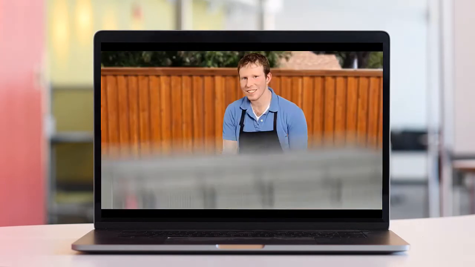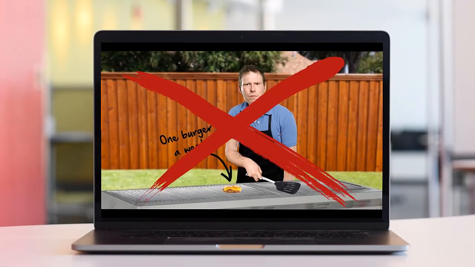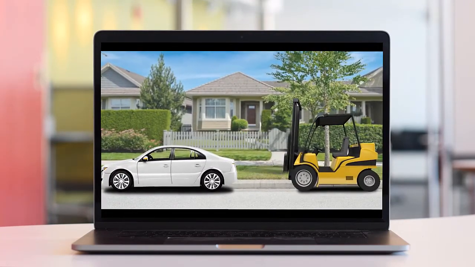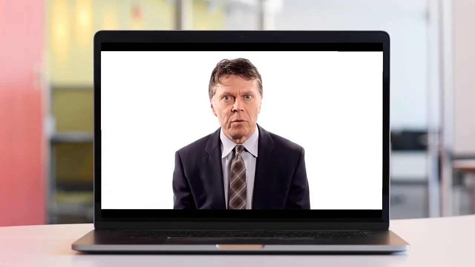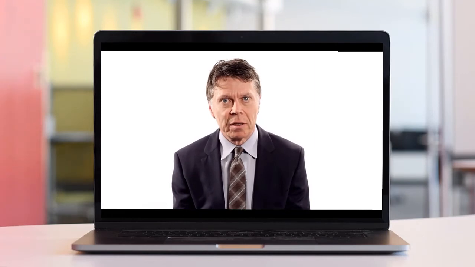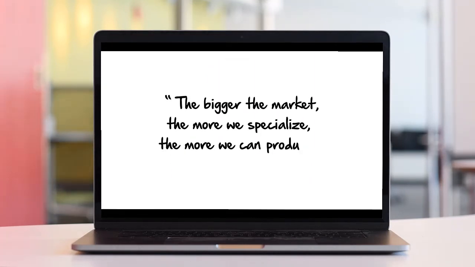For example, there's no point specializing in hamburgers if you plan to cook only 1 burger a week, or buying a forklift or a crane simply to unload weekly groceries from the family car. Trade provides a market big enough to make it worthwhile to invest in specialization. And the bigger the market, the more we specialize, and hence, the more we can produce.